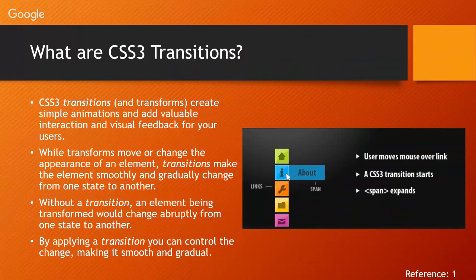So there's a difference between a transition and a transform. While transforms move or change the appearance of an element, a transition will make the element smoothly and gradually change from one state to another. So without a transition, an element's just going to quickly change. It's going to go from black to white. So just a transform is going to be black to white, but with a transition it's going to kind of go black to gray to white. So it's going to be smooth and gradual, more visually appealing.